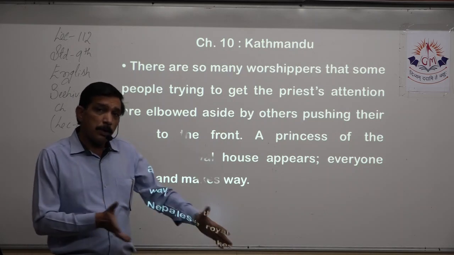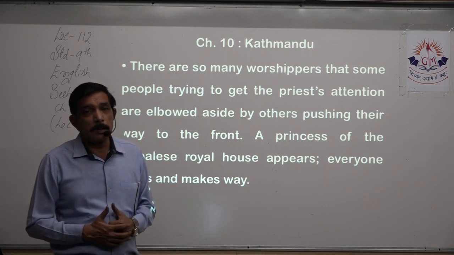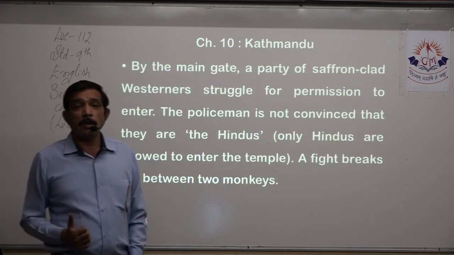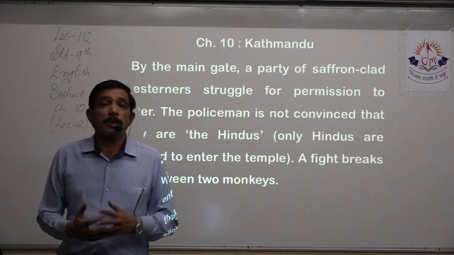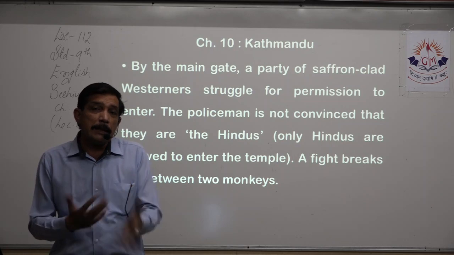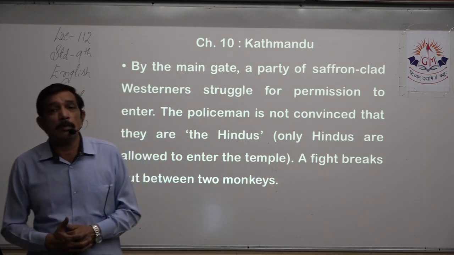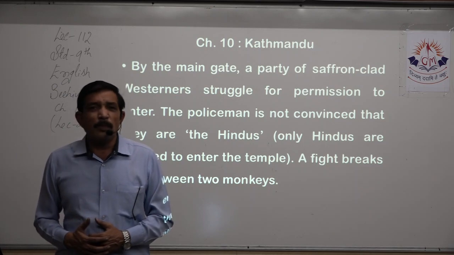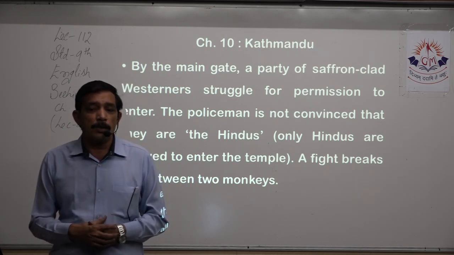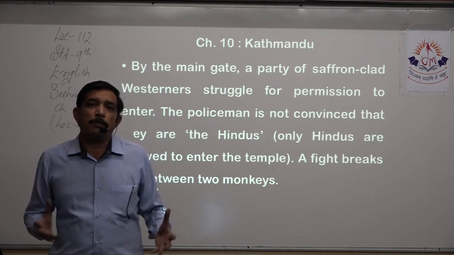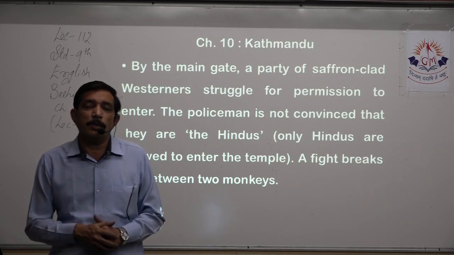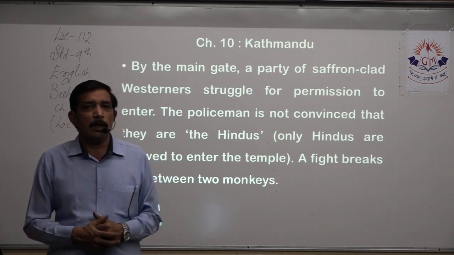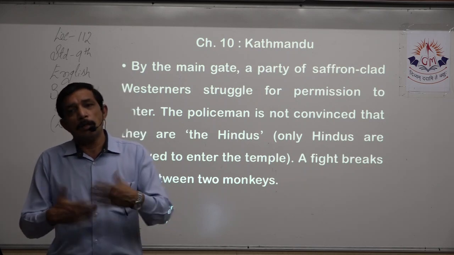She is given a particular path, and people bow to her as a sign of respect for the royalty present over there. And at the main gate, some Hare Rama Hare Krishna mission people, clad in saffron, want to enter the temple, but the policeman, the guard over there, is not convinced, because they are white people and he's not convinced that they are Hindu. So there's a little bit of skirmish and a little bit of verbal fight over there. But we think that at the end, lots of people will gather over there and tell the guard, yes, they are Hindu people. Though they are foreigners, white people, they have embraced Hinduism and they want to enter. So after a little bit of verbal fight, I think they will get entry.